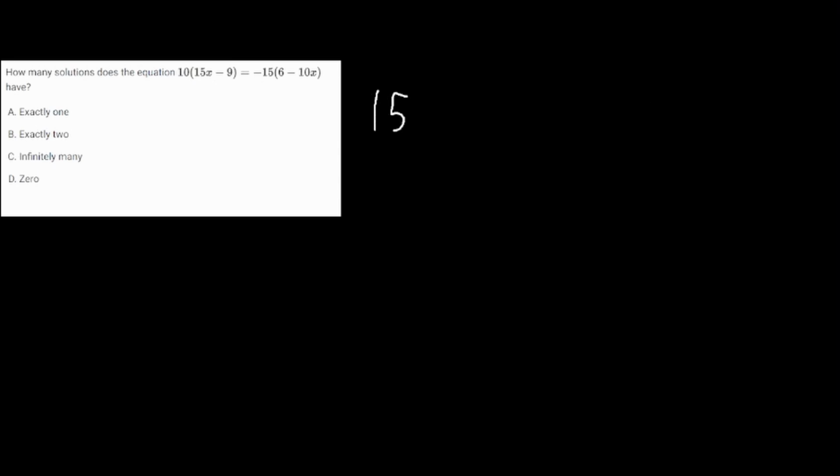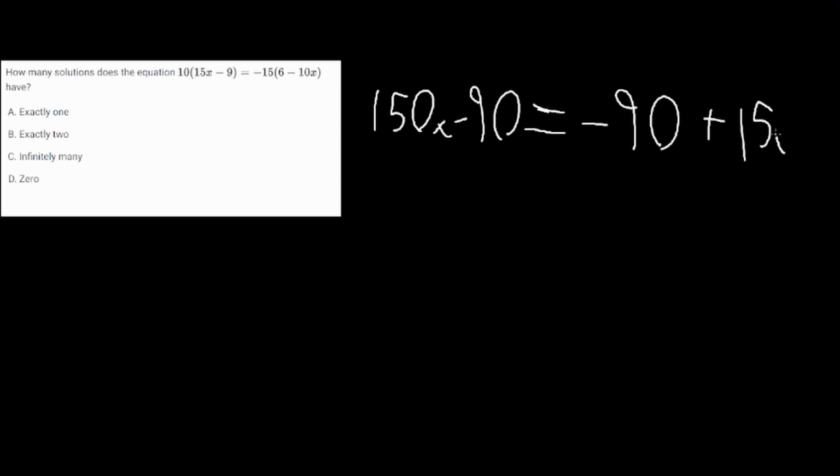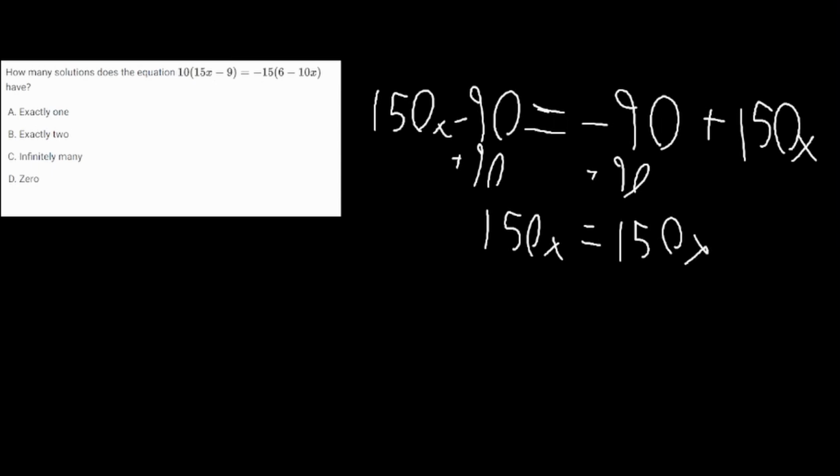So we got 150x minus 90 equals negative 90, I believe, plus 150x. As you can see, both sides are equal to each other, but let's just see how this plays out. Let's add 90 to each side. So 150x equals 150x. And then let's divide by 150. So we get x is equal to x.